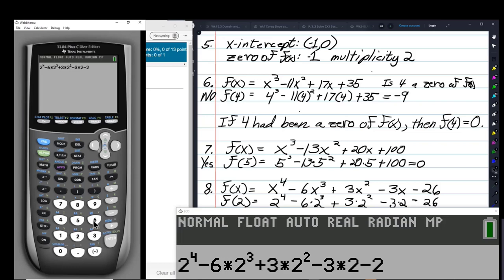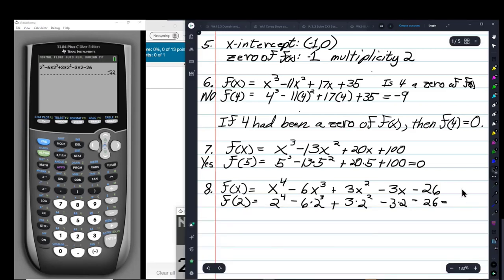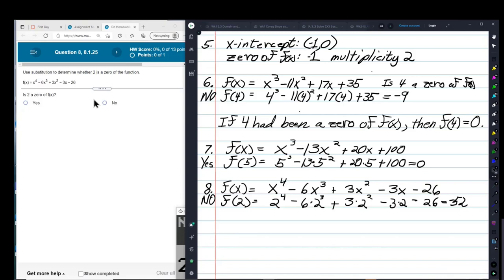Minus 26. So I'm double checking. Let's see. Negative 52. Nope. The answer to this is no. So you see how this works with zeros and why they're called zeros. Because when you plug that number in for every X, you should get a zero here and not a negative 52.